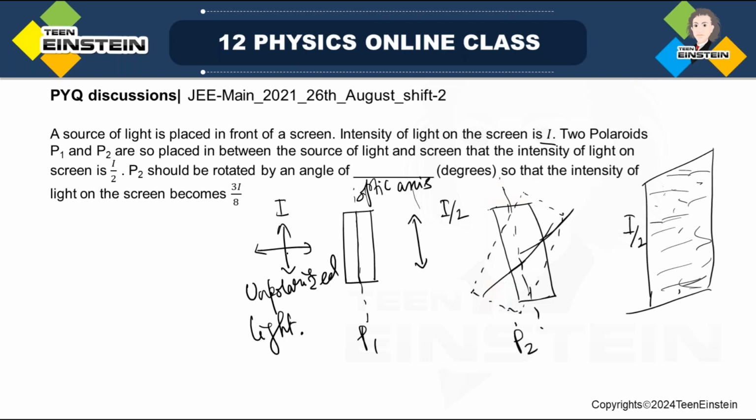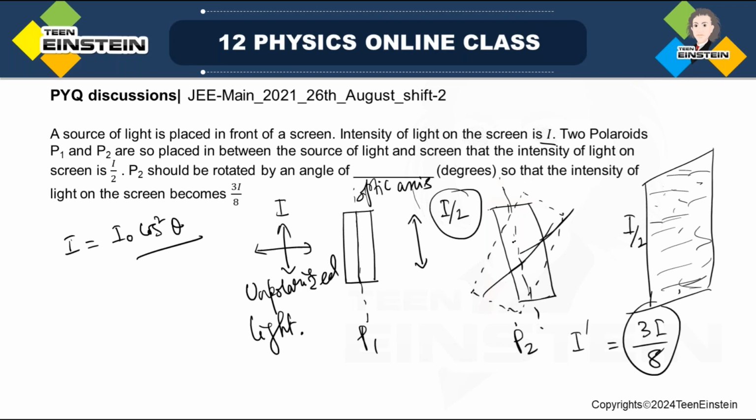rotated. So after rotation, see, whenever there is light passing through a plate or polaroid, the intensity of the light will be, see, I is equal to I naught, the previous intensity or the maximum intensity, cos square theta. So in this case, look, after passing through the second polaroid, intensity has become how much? 3I by 8.